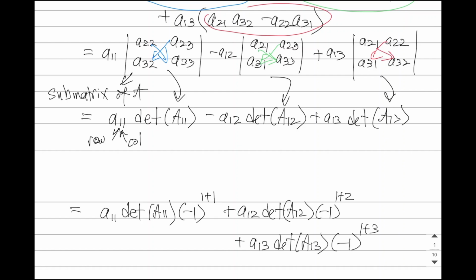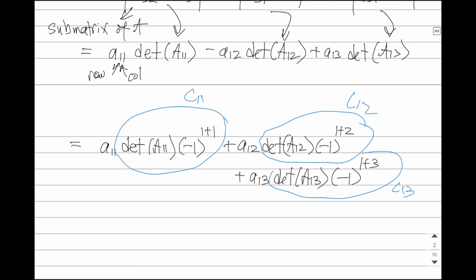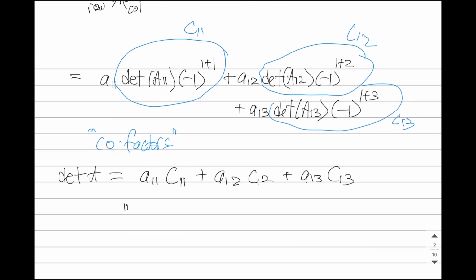That takes care of the signs that are in front of each. Now, I can refer to this thing here as C11, I can refer to this as C12, and I can refer to this as C13. These things are called cofactors. The determinant of the matrix A is A11 times this cofactor, A12 times this cofactor, and A13 times this cofactor. This is called a cofactor expansion.